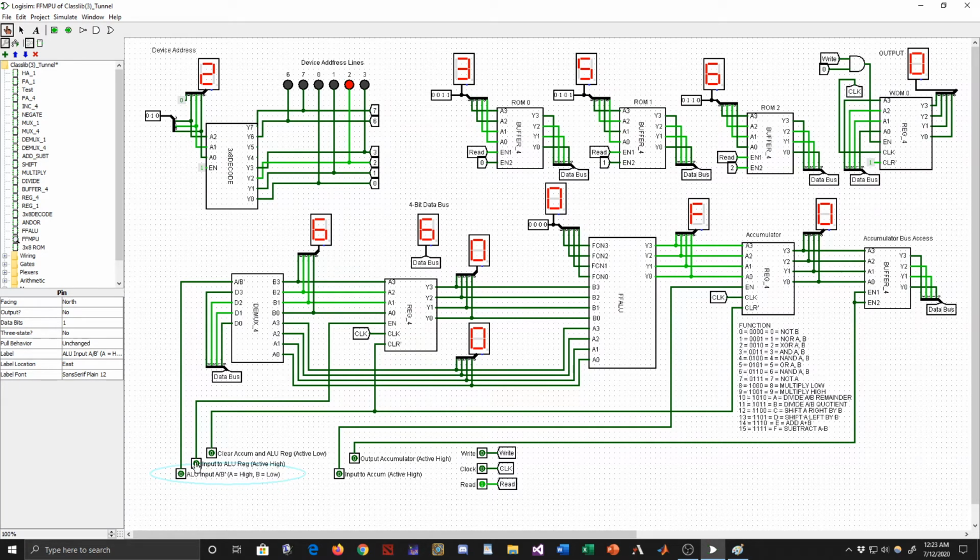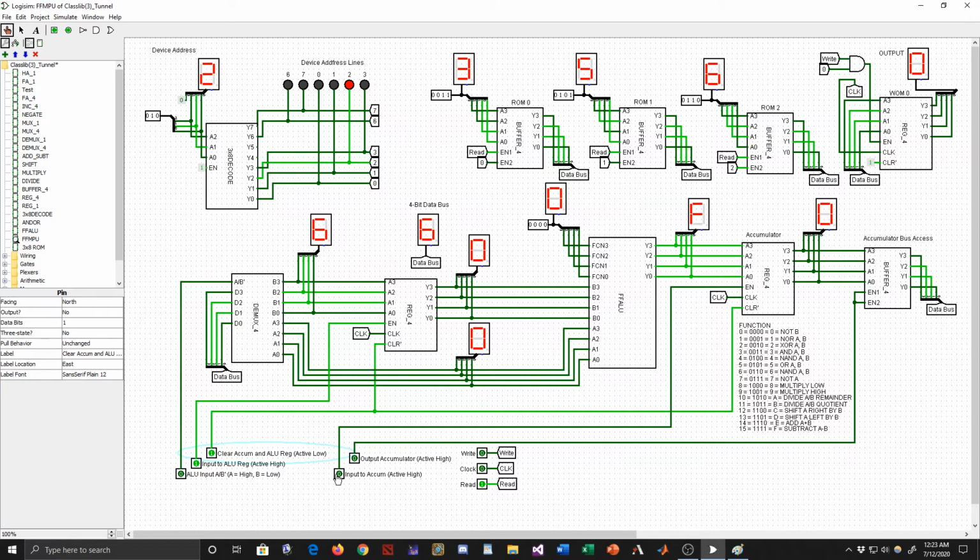We want to turn that on so that this register will pick up this data as soon as the clock is triggered. Here we have an active low, clear accumulator and ALU register. So for us, we're going to leave that high because, since it's active low, it will only clear while this is low. Until this is left high, the clock has no control over this. So we're going to not clear for the rest of our analysis here.